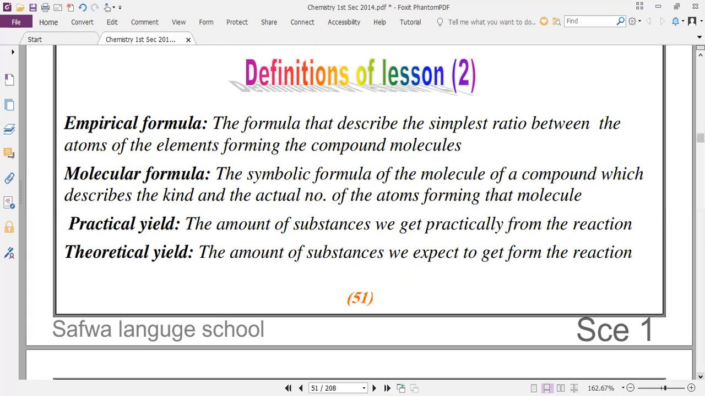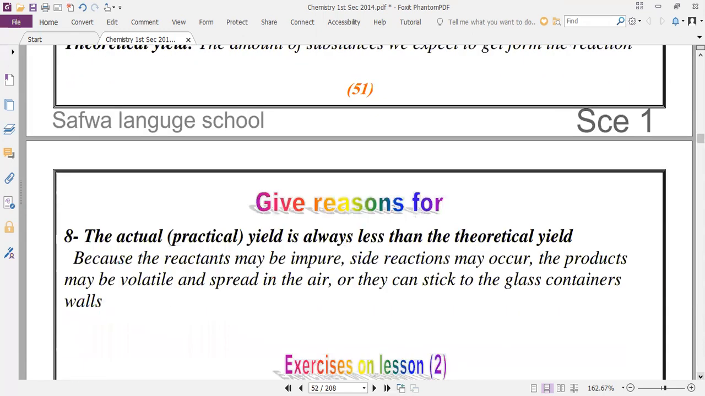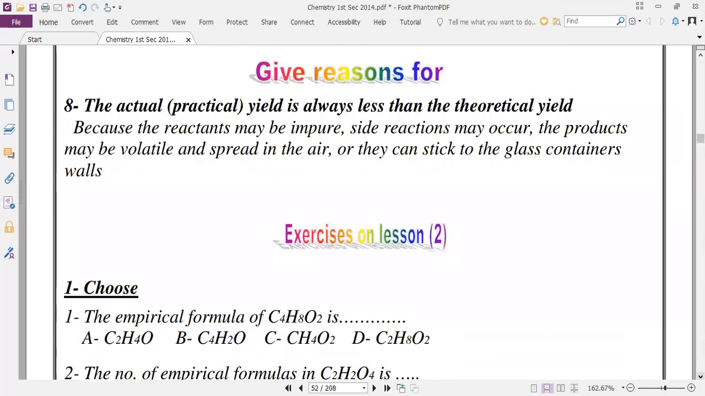The amount of substance we expect to get from the reaction. Yes, we expect. Okay. Give reason. Number 1. The actual or practical yield is always less than the theoretical yield because the reactions may be impure, side reactions may occur, the products may be volatile and spread in the air, or they can stick to the glass container wall. Yes, right. Do you understand?